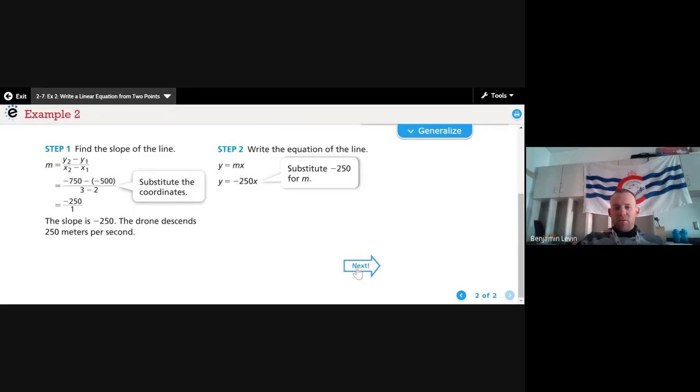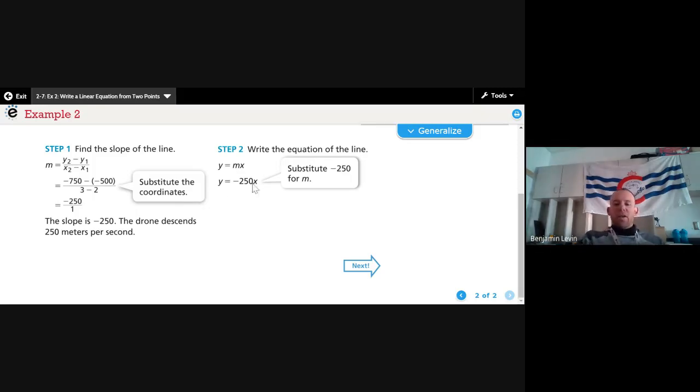Negative 250x, y equals negative 250x. Everybody with me? Kind of making sense now? We talked about slope. We know how to do slope. Now we know where slope goes in the linear equation. y equals mx. m is the slope. b is the y-intercept, but we haven't got there yet.